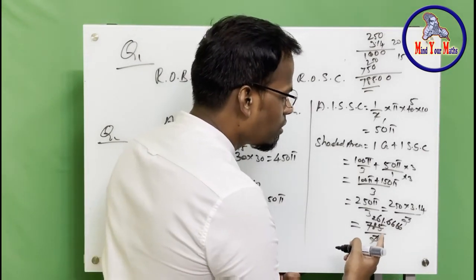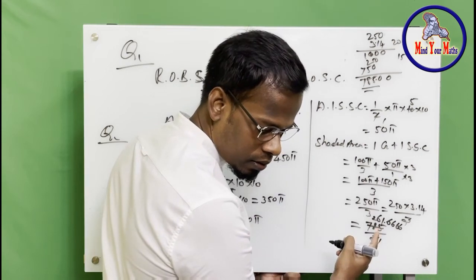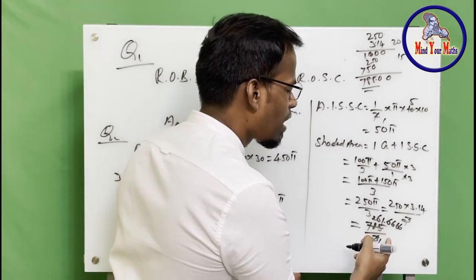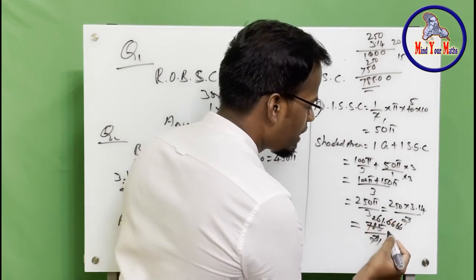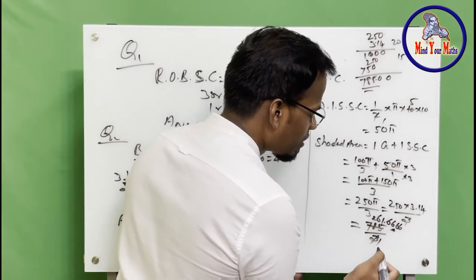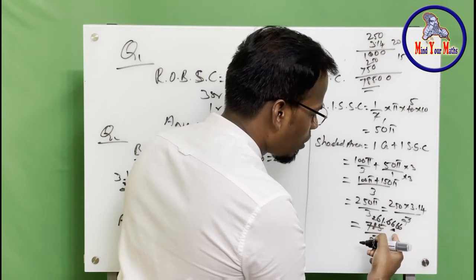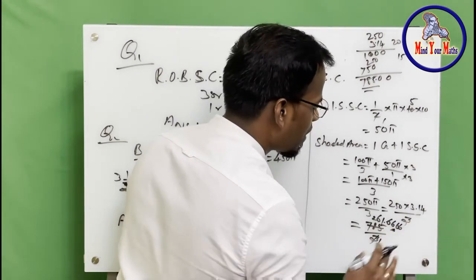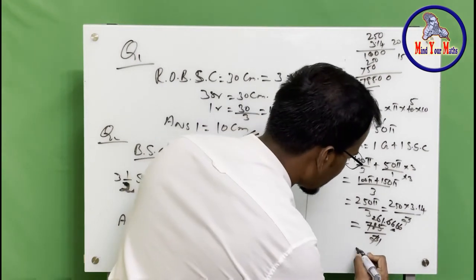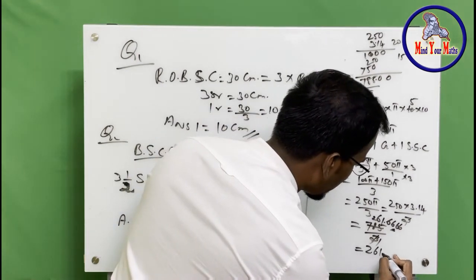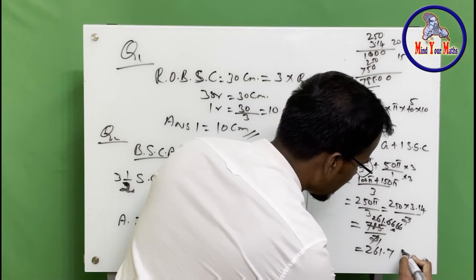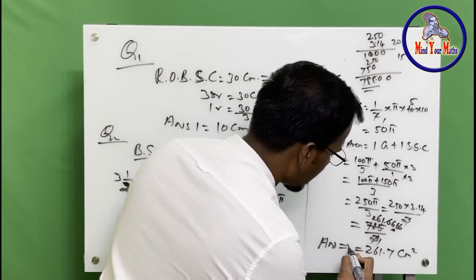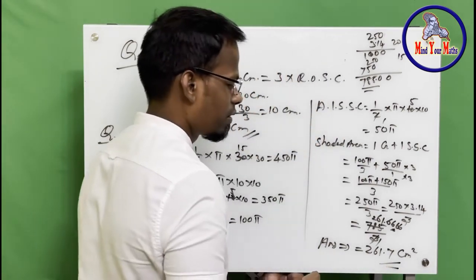So we need to round the answer to one decimal place. You see here the second digit is 6, which is more than 5. So if it is more than 5, we add 1 to the previous digit and remove all the other digits. So in that case, the answer will be 261.7 centimeter square. This is the answer.